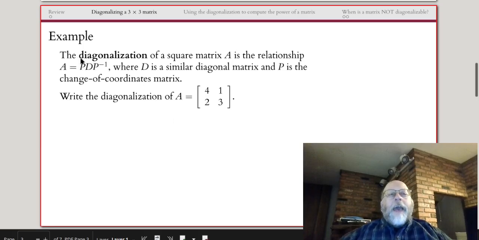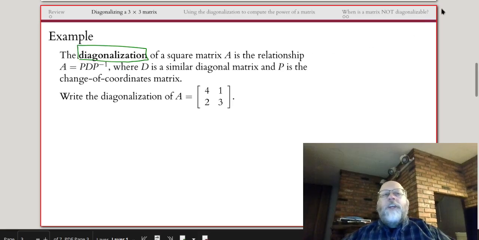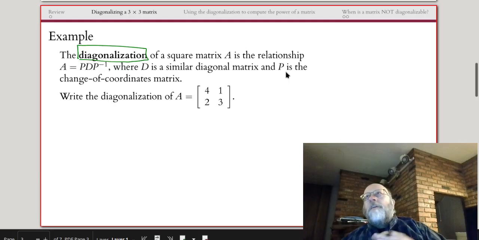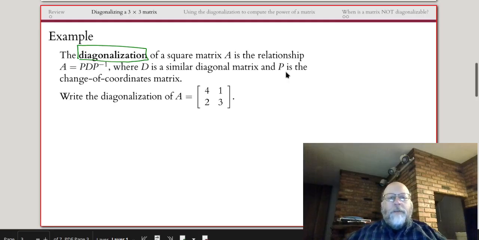So the diagonalization of a square matrix is the relationship A equals PDP inverse that not only tells us what the diagonal matrix is, but the change of coordinates matrix that lets us convert between standard coordinates and our alternate basis coordinates. And so how do we write that diagonalization? We already know that the diagonal matrix D is the matrix 2, 0, 0, 5.